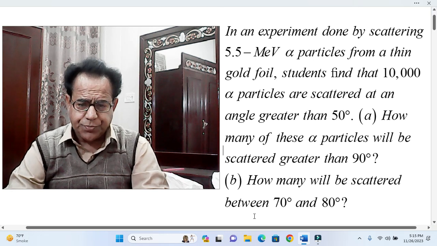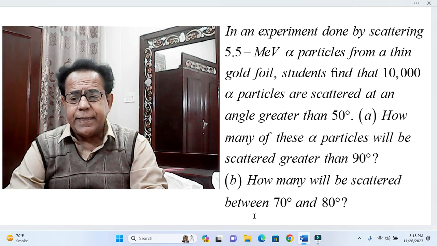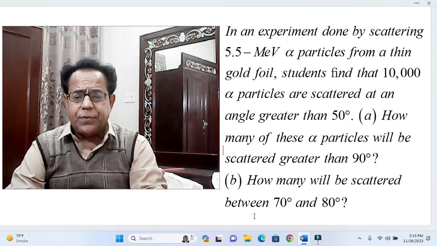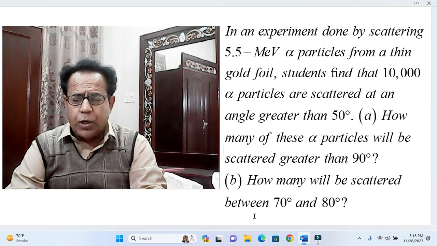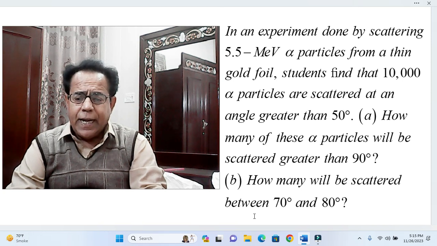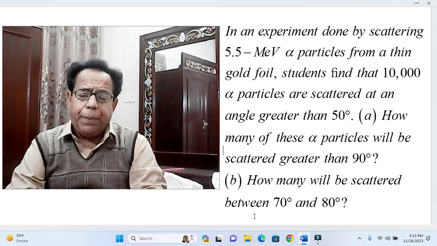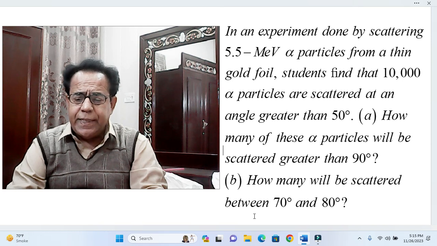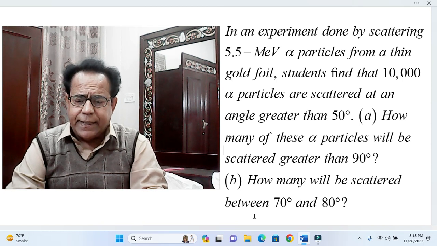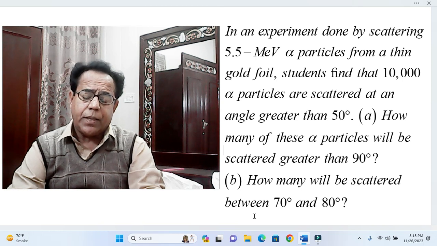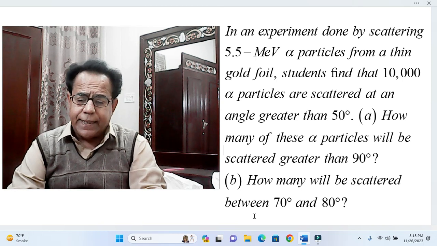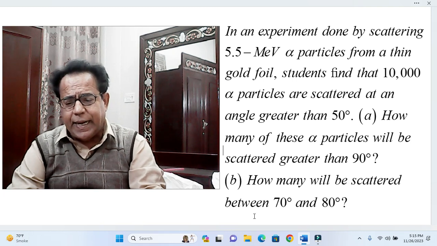Okay, in an experiment done by scattering 5.5 million electron volt alpha particles from a thin gold foil, students find that 10,000 alpha particles are scattered at an angle greater than 50 degrees. Part A. How many of these alpha particles will be scattered greater than 90 degrees? How many will be scattered between 70 degrees and 80 degrees?